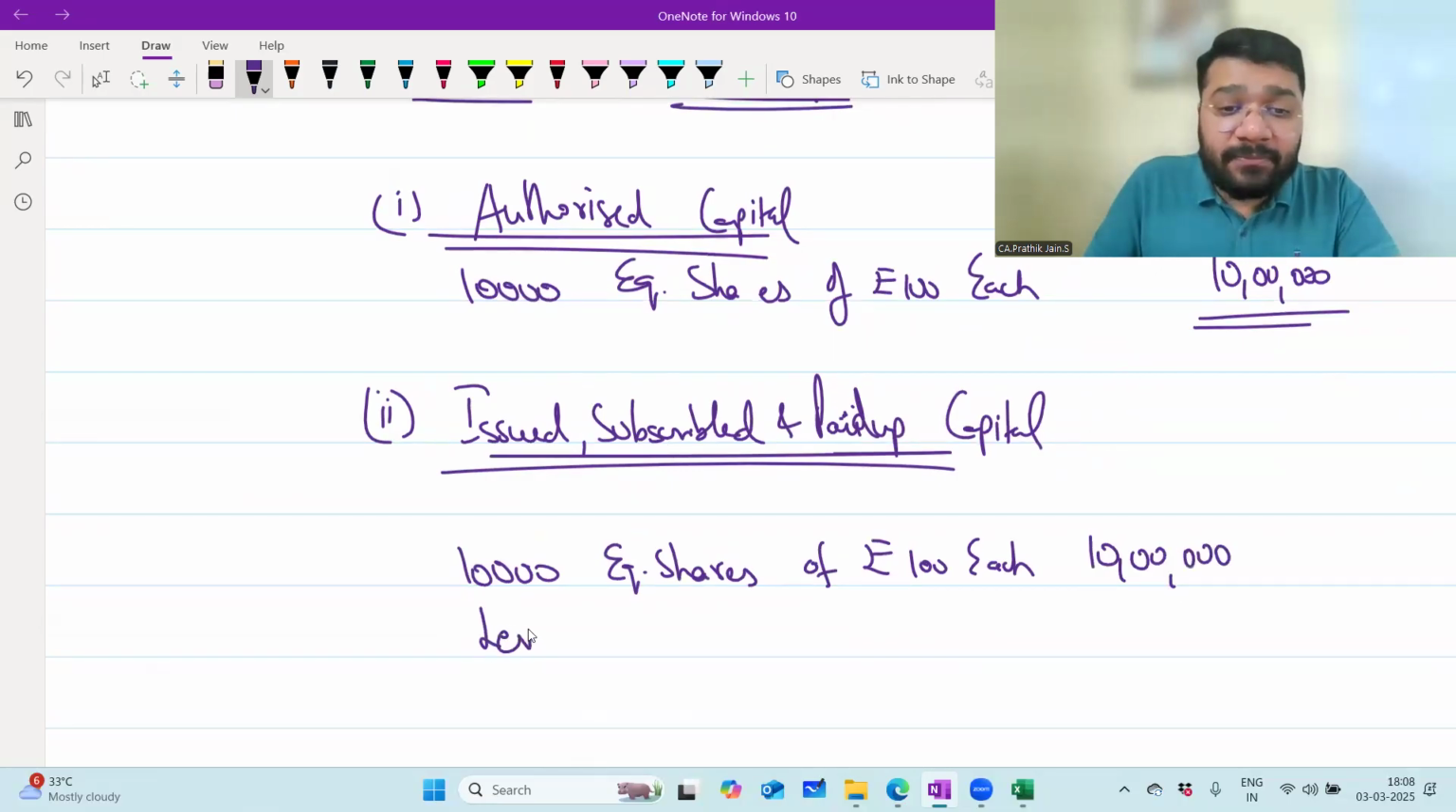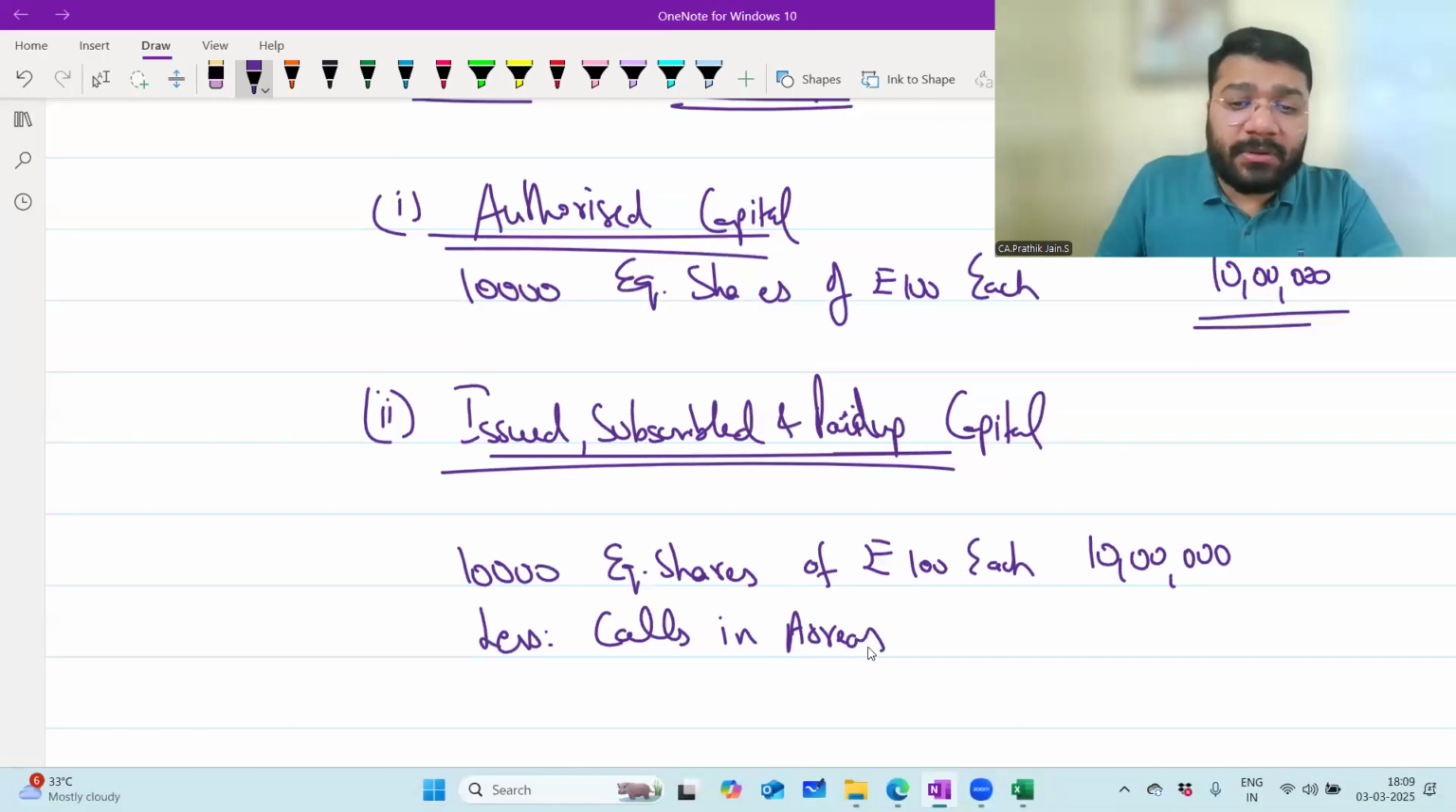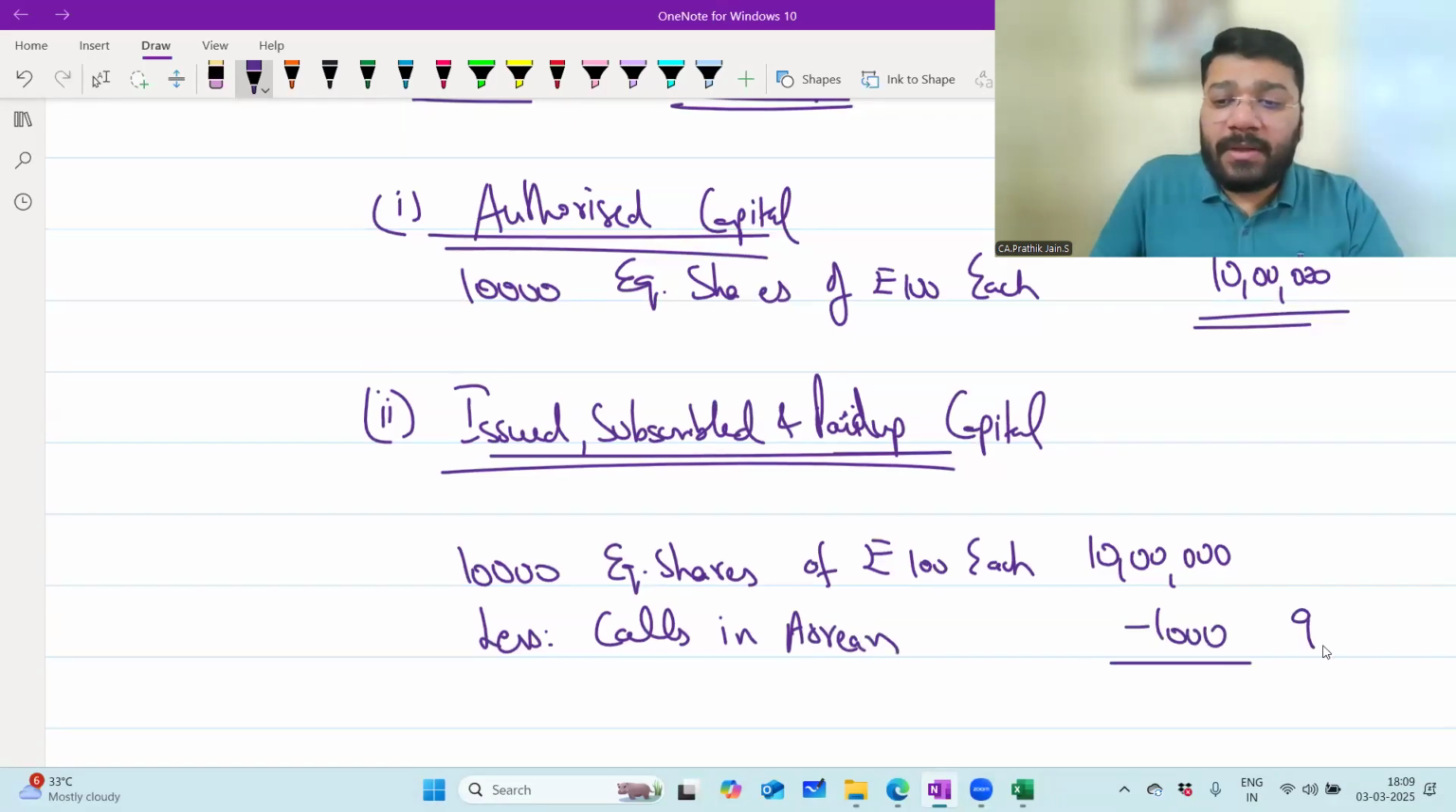From that, less calls in arrear. Calls in arrear, how much is it? 1,000. How much does it become? 9,99,000. This is what will travel to the face of the balance sheet.